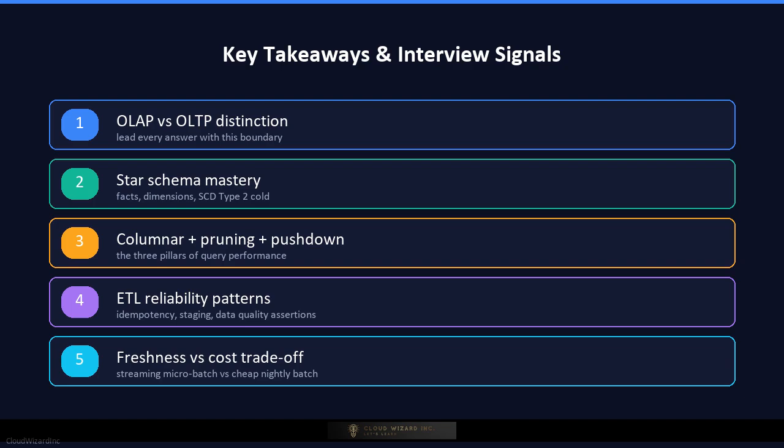Third, columnar storage, partition pruning, and predicate pushdown are the three pillars of query performance. Explain all three and their interaction. Fourth, ETL pipeline reliability is as important as query speed, mention idempotency, data quality assertions, and staging before promotion as key reliability patterns. Fifth, the hardest design challenge is balancing freshness against cost. Near real-time ingestion requires streaming infrastructure and micro-batch loads, while nightly batch is cheaper but stale. If you can articulate these 5 points with confidence, you will demonstrate senior-level data systems thinking.